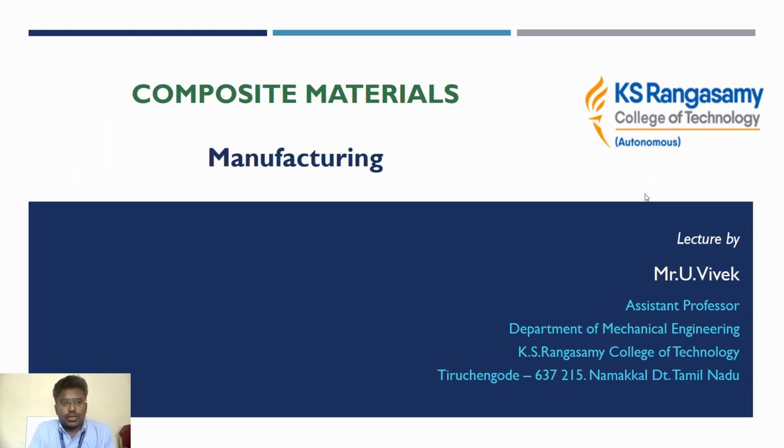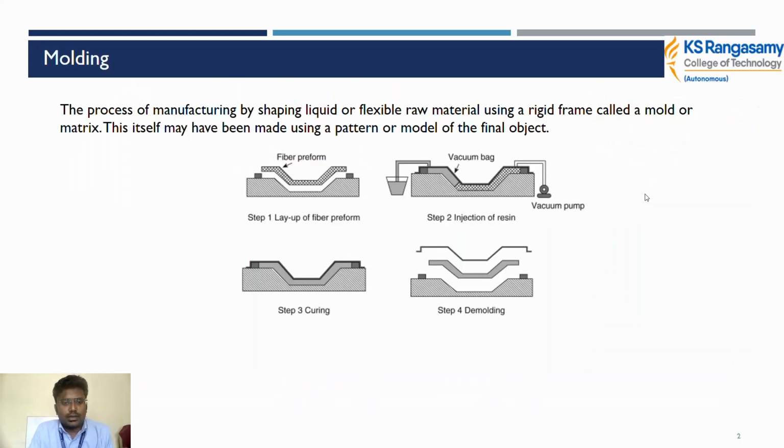Today I have to take the subject composite materials, the module of manufacturing. This is the fourth module of composite materials. Different types of manufacturing methods are available in composite materials. So let's see one by one.